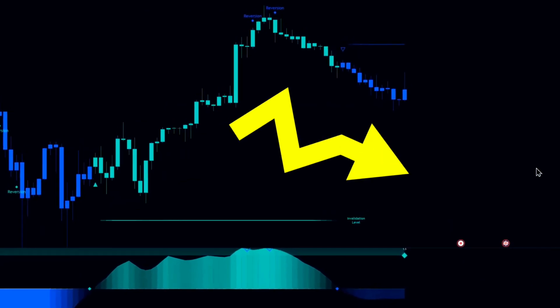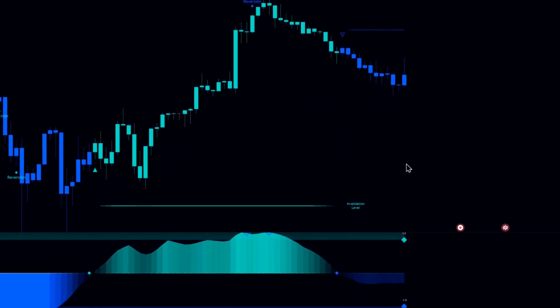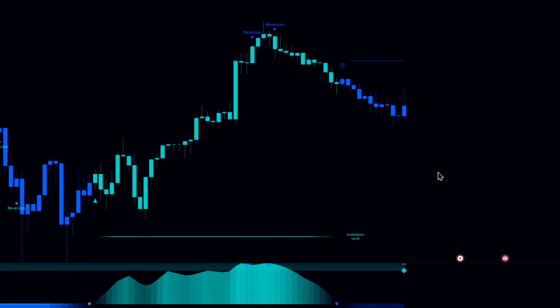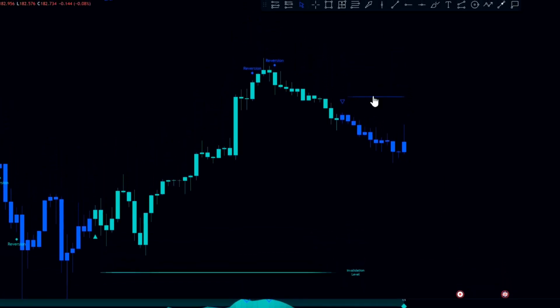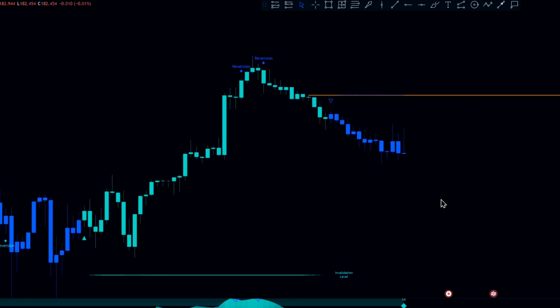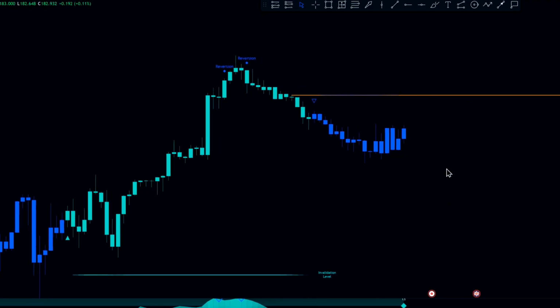Start with a bearish trend indicated by blue candles and the blue oscillator. Again, keep an eye on the invalidation level. If the trend shifts to bullish without touching the invalidation line, wait for it to turn bearish again and confirm with a blue downward arrow. Take your short trade once these conditions are met.